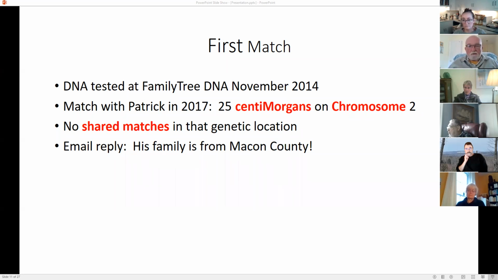But most of these services do have a mechanism by which you can contact your matches. Some of them are directly by email, which is what, if I remember right, Family Tree does. Some of them use a third, sort of an intermediary, pardon me, Ancestry does that. So you send them a message through the Ancestry system.